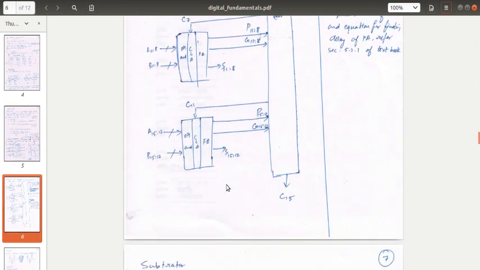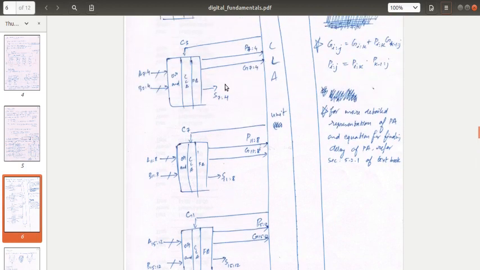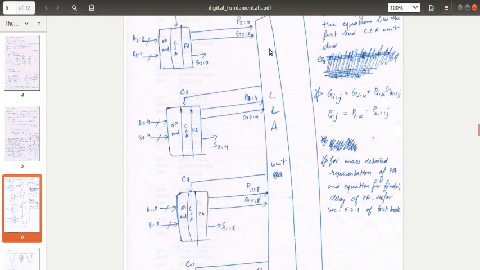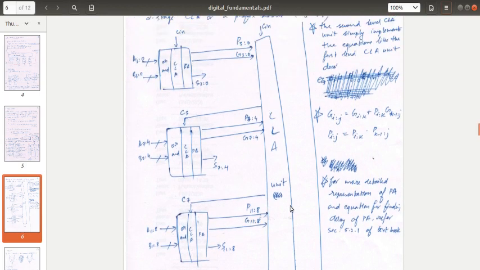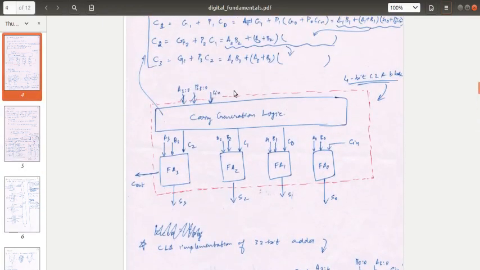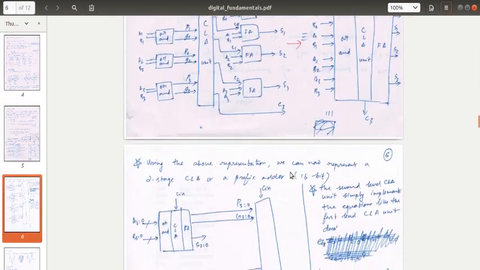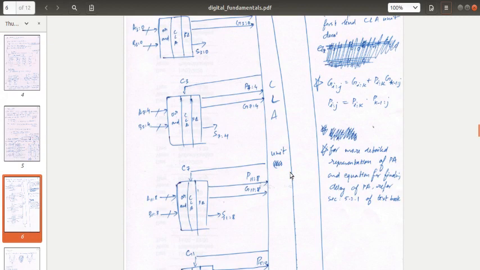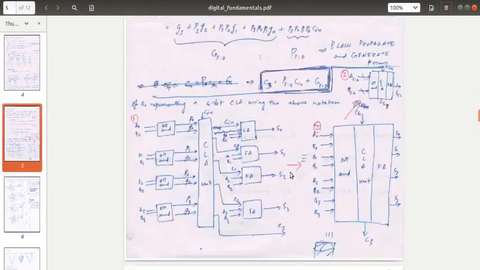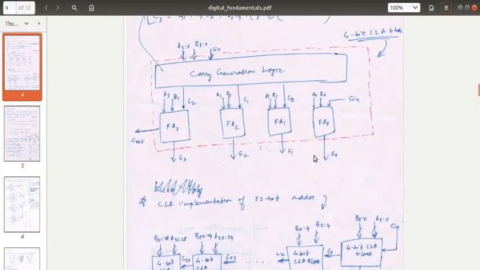So if you look at it here, the sum terms are coming from the individual blocks itself. Only the second level logic is being implemented in the second level carry look ahead adder. Actually, it is quite similar to the single level carry look ahead adder, and figuratively and literally it is an extension of the logic. Earlier, in a simple 4-bit carry look ahead adder, there was a carry generation logic, and these blocks were simple full adders.